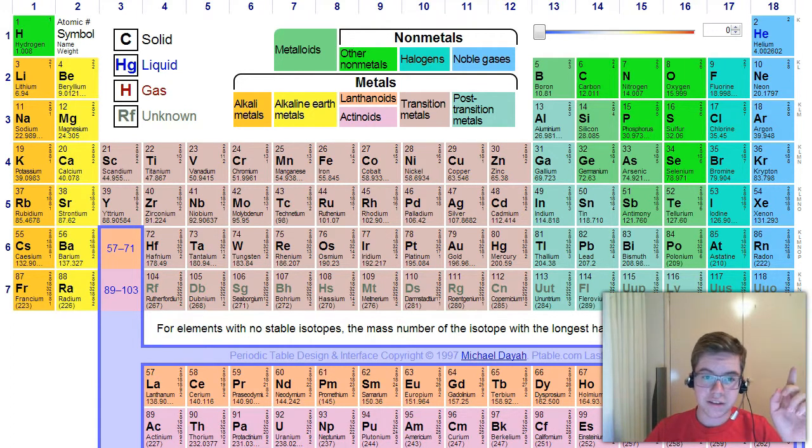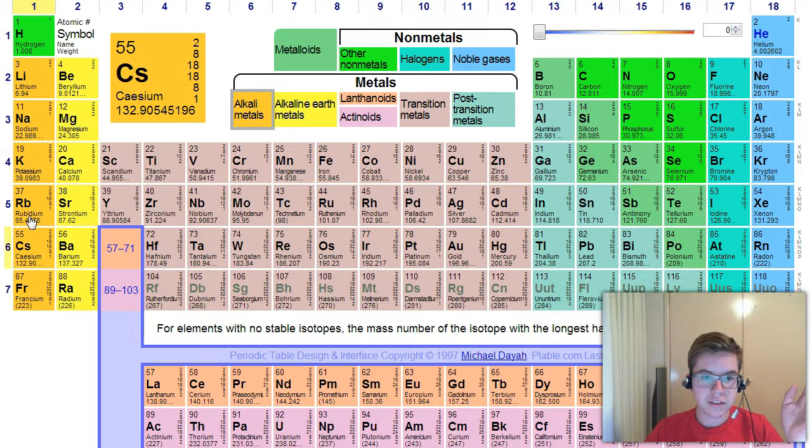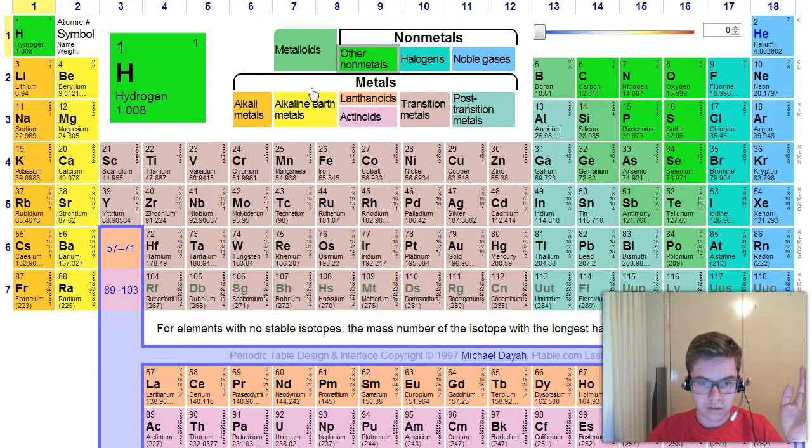His basic rule was this: the elements in any column or group of the table are similar to their column mates. For example, look at the first column on the left, underneath hydrogen. The elements in this group are called alkali metals. They're all soft metals that react really violently with water to make hydrogen gas.